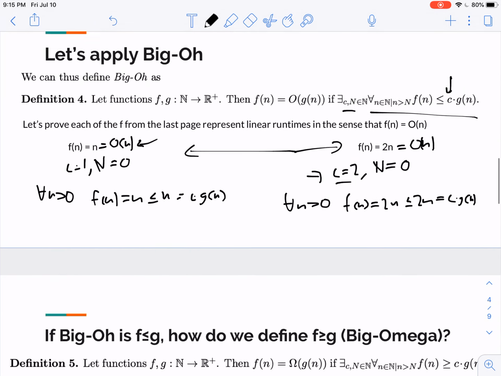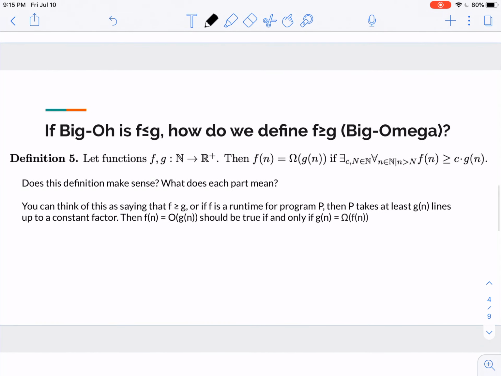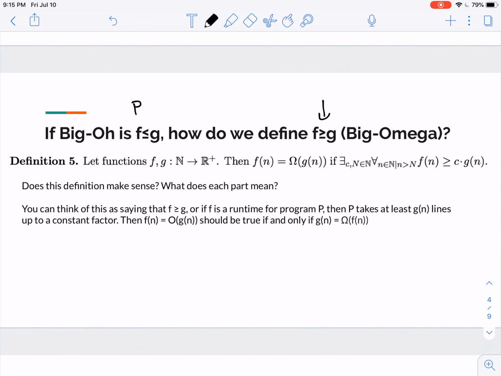So we just talked about big O, and big O is basically saying f is less than or equal to g. If f represents the runtime of some program P, then f is big O of g is sort of like saying the program P runs in at most g time. But what if we want to prove something else? Like what if we want to prove that f is greater than or equal to g? That's a logical question to ask. From the perspective of program P running in time f, what if we want to prove that program P is slow, that it takes at least this much time? Well, then we're going to use something called big omega.